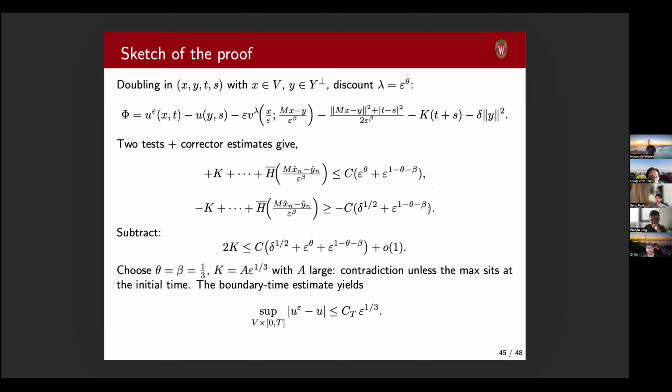But the point is, if you subtract them, we have an inequality like 2 times k is less than or equal to, bounded by, epsilon to the zeta and epsilon to the 1 minus zeta minus beta. Now we can optimize those parameters. If we choose zeta and beta equal to 1/3, and if we choose k sufficiently large, then it makes a contradiction, so that the maximum happens at the initial time. That's why we can compare the U epsilon and U using the initial data and the estimate of the discounted corrector. After that, we achieve the convergence rate epsilon to the power of 1/3. So this is the sketch of the proof of the convergence rate.